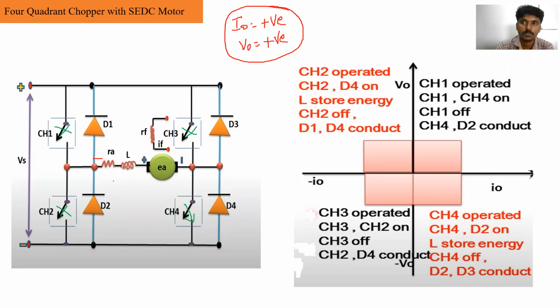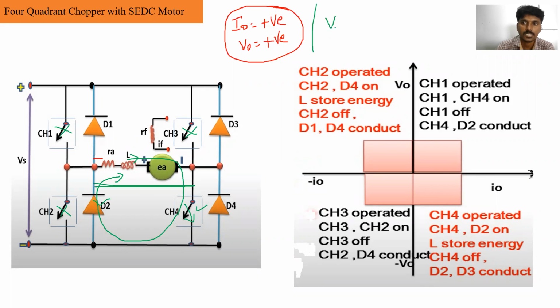The load is not operated with the supply, but whatever energy is stored in the inductance will be released through the motor load, through this D2. So in this mode, D2 is on and switch 4 is also on. This is also a switch and this is also a switch, so these two terminals are short circuited. So the output voltage becomes 0, but the current is still flowing in the same direction.